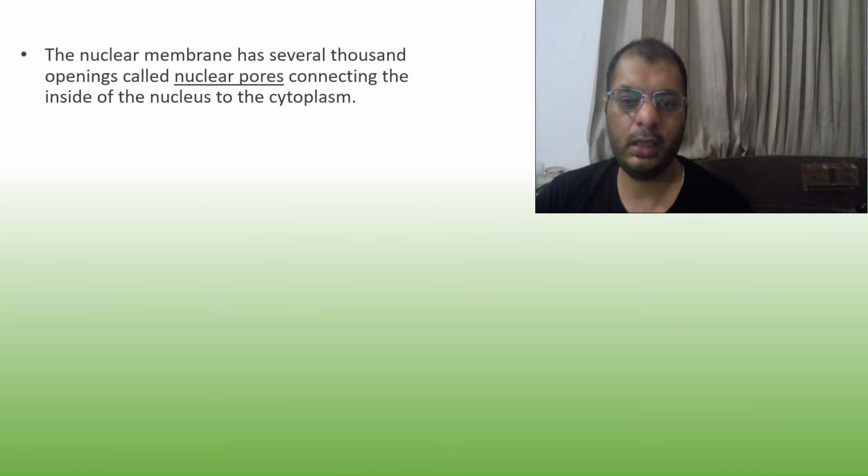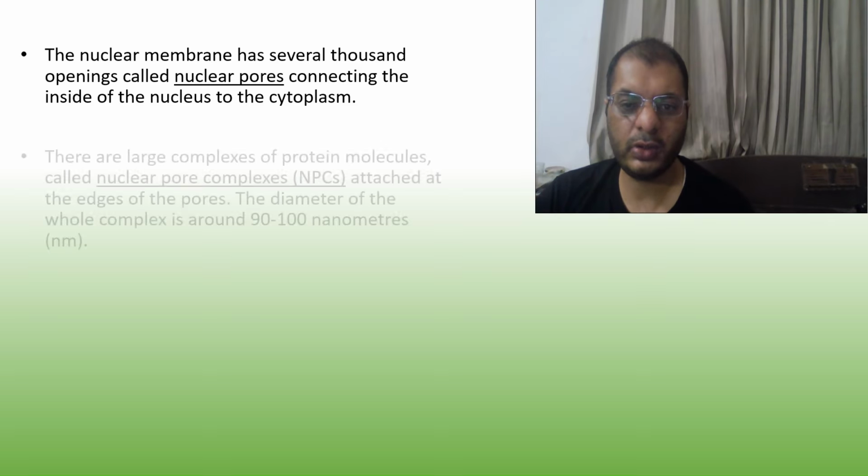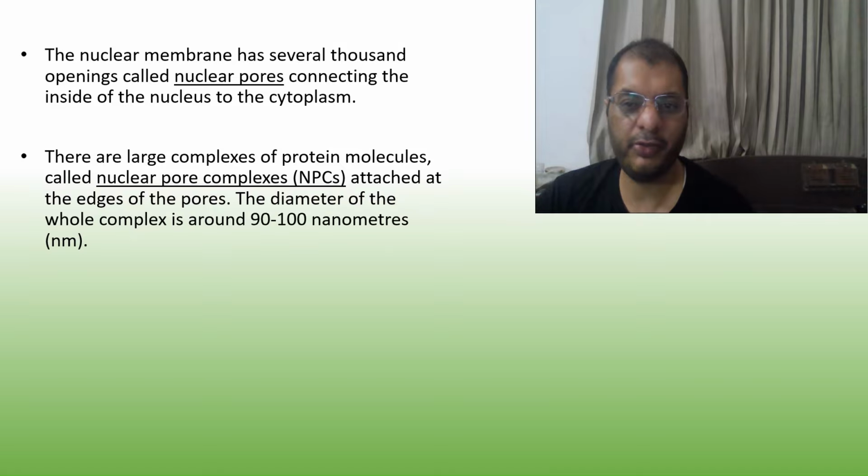The nuclear membrane is not continuous in its entirety. It has several thousand openings which are called nuclear pores, which connect the inside of the nucleus to the cytoplasm. And at the edges of these pores are attached large complexes of protein molecules, which are called nuclear pore complexes or NPCs for short. And these complexes are typically around 90 to 100 nanometers in diameter.